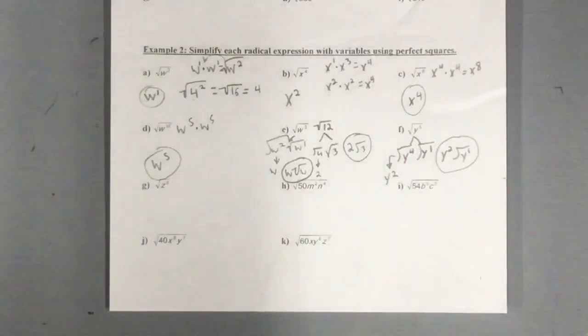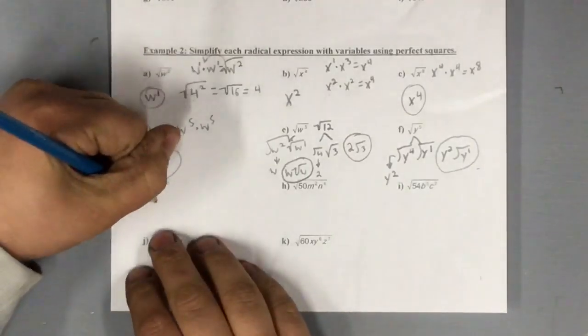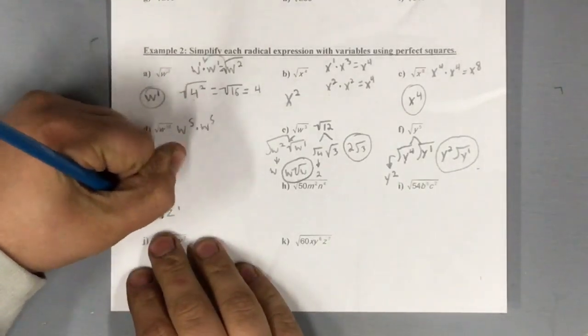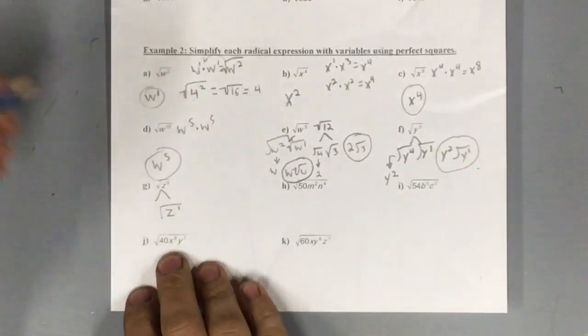Next one, z to the 9th. My pattern is break it down so that it has something to the first power, which is going to stay in our answer.